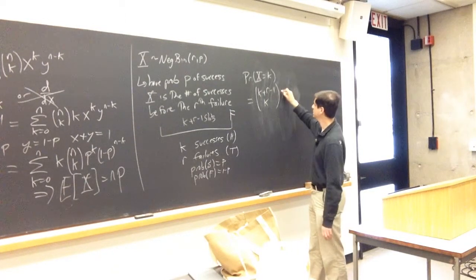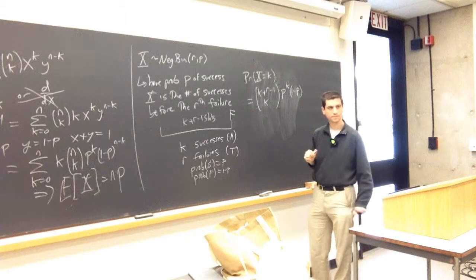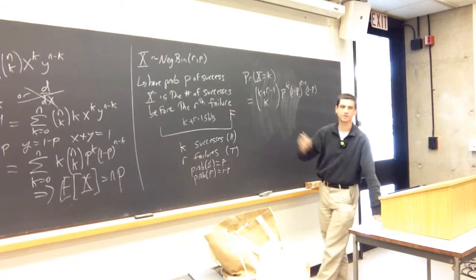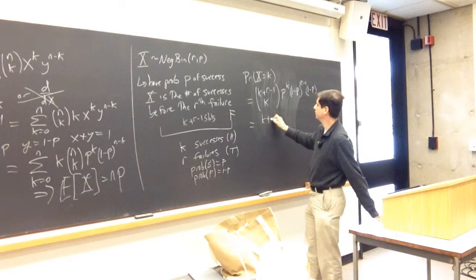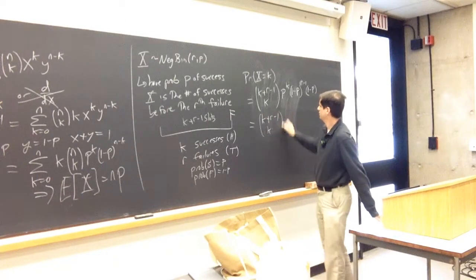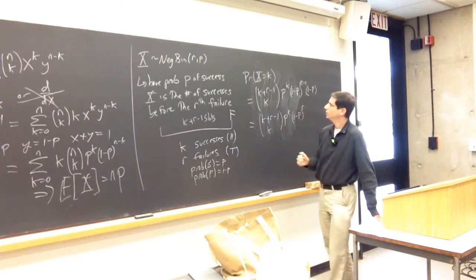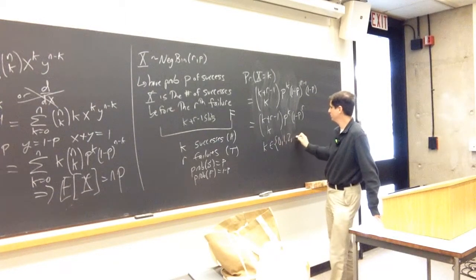The probability of a success is P. How many successes do we have? We have K. And how many failures do we have? R minus 1. But then we have a 1 minus P, right? Because the last one is a failure. Well, since we have this, we might as well simplify and just write it as P to the K, 1 minus P to the R. And K, always good to say where things live: 0, 1, 2, dot, dot, dot.